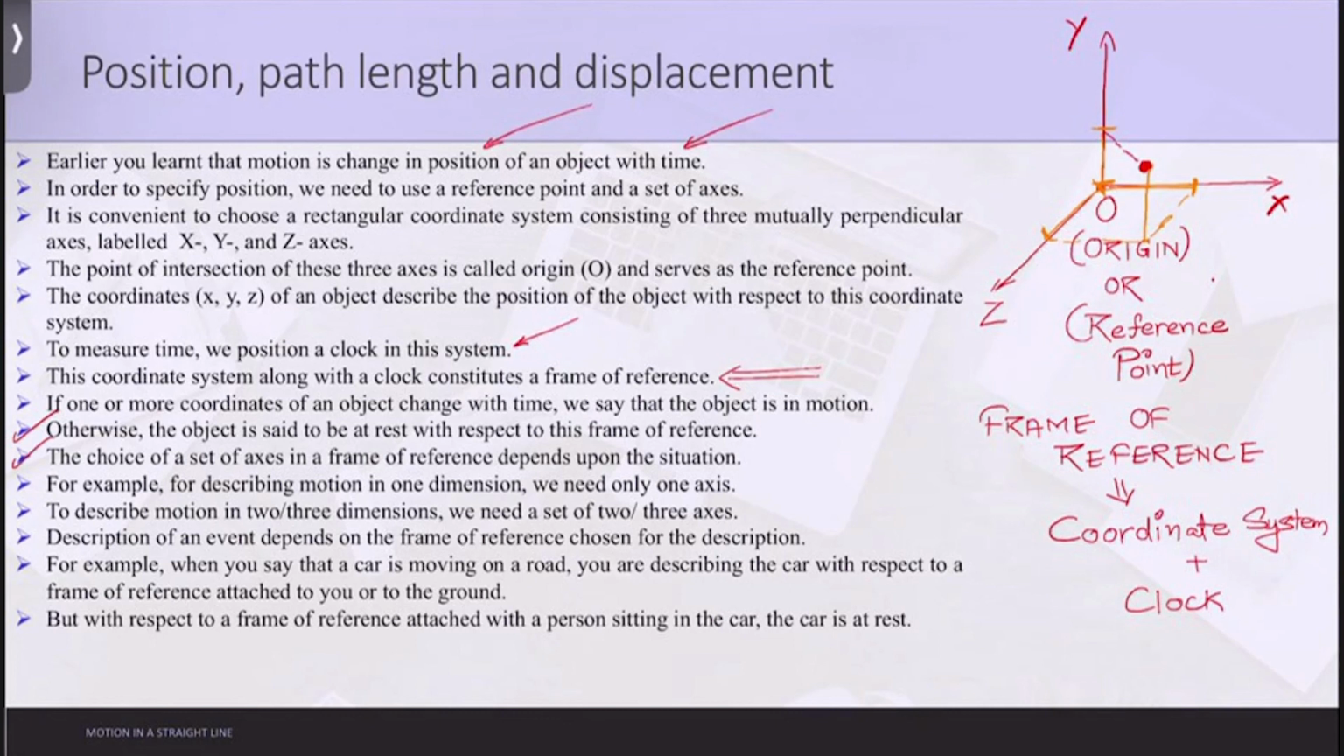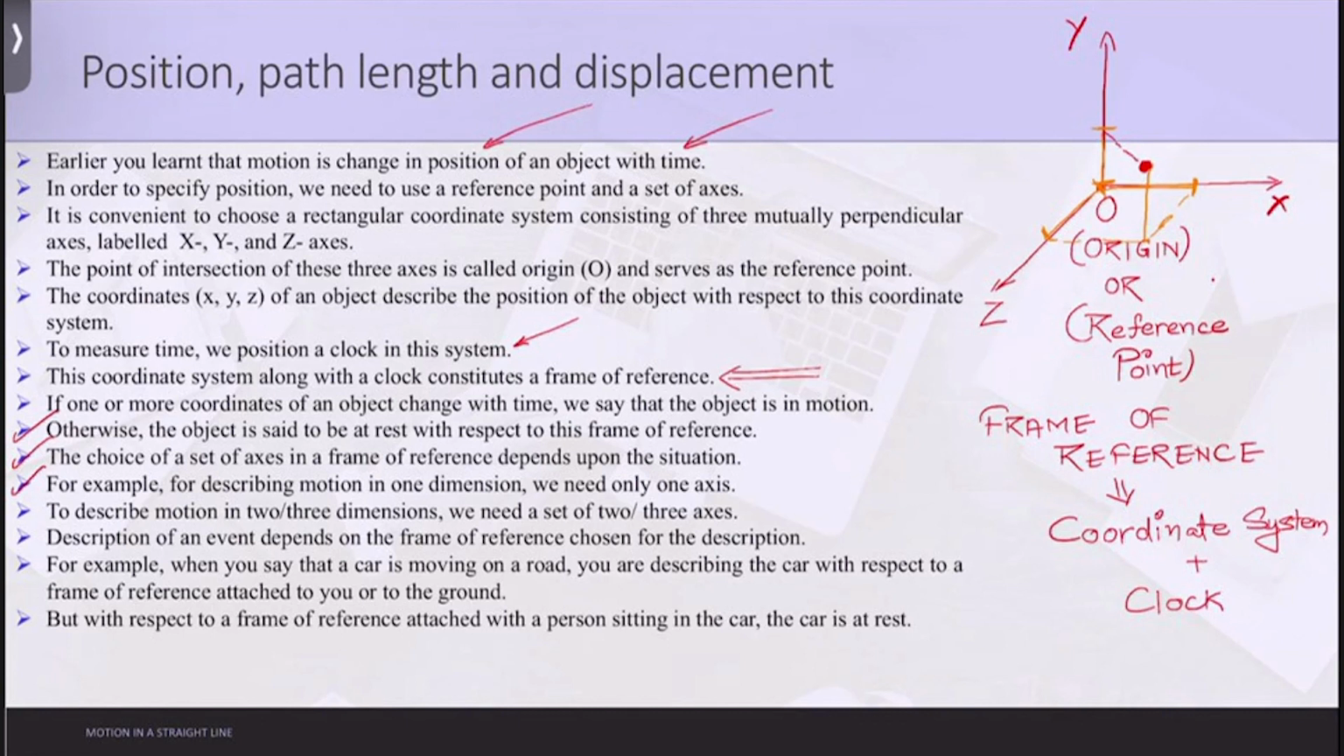Next line. The choice of a set of axes in a frame of reference depends upon the situation. So whatever the situation may be, we need to align our coordinate axes, or our reference axes, in such a way that the calculations, the depiction, or the interpretation of the answer or the solution is much easier. So this thing is also explained.